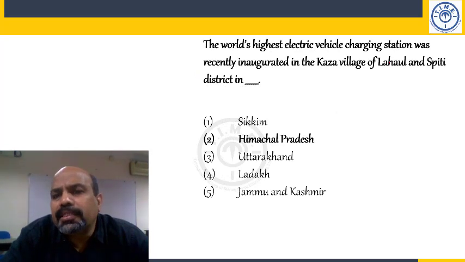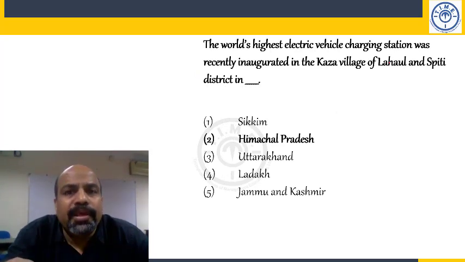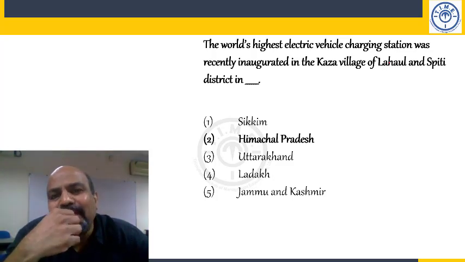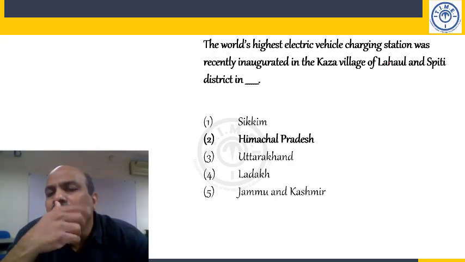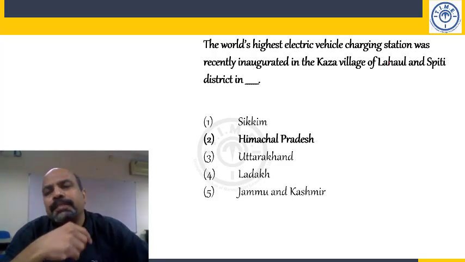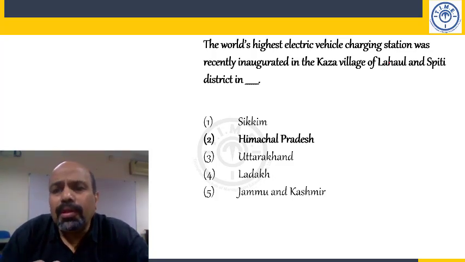The world's highest electric vehicle charging station. The H in vehicle is silent. How do you pronounce it? Vehicle. The world's highest electric vehicle charging station was recently inaugurated in the Kaja village of Lahaul and Spiti district in Himachal Pradesh. You could write this.